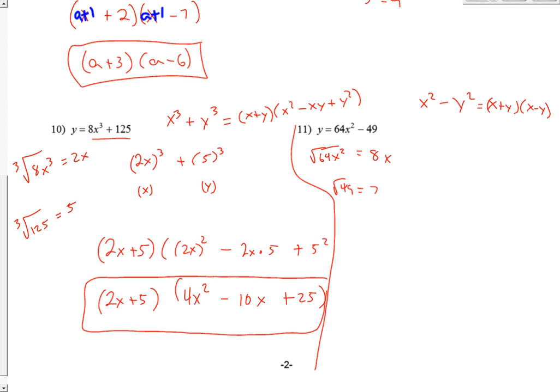So in all reality, I have my 8x as the value squared minus 7 squared. And 8x goes in for the x's and 7 goes in for the y's. So I get 8x plus 7 and 8x minus 7. And that's 6 through 11.